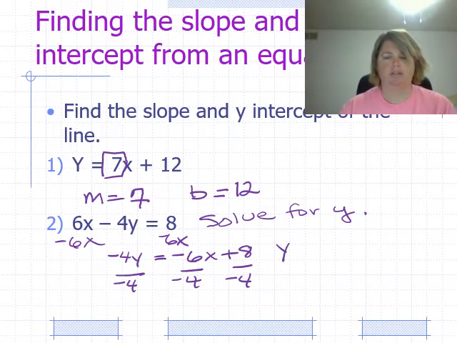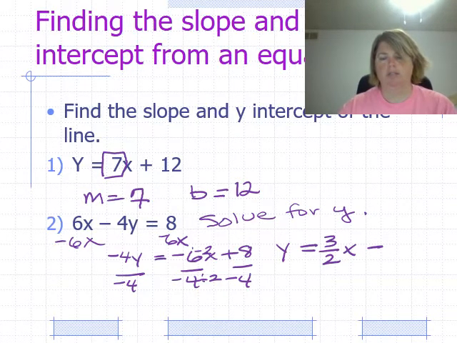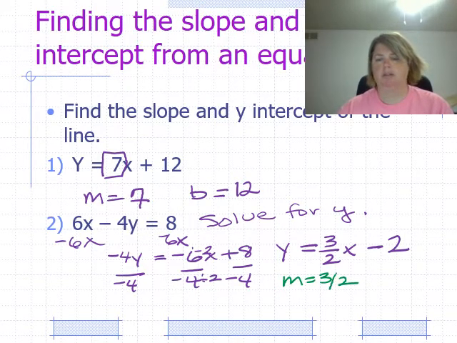So we have positive y equals positive 3/2 x, right? Because you divide both of these by 2. And then negative 4 goes into 8 twice. The slope is 3/2. The y-intercept is negative 2.